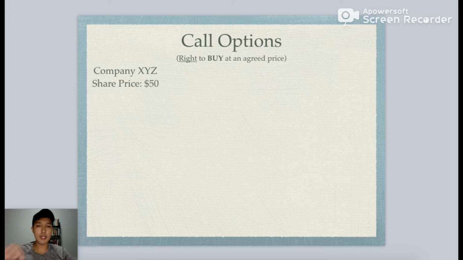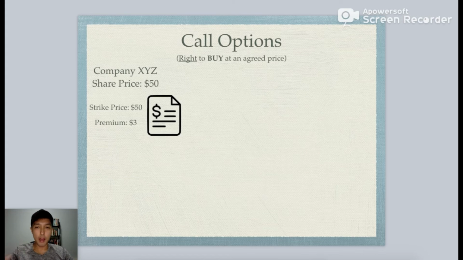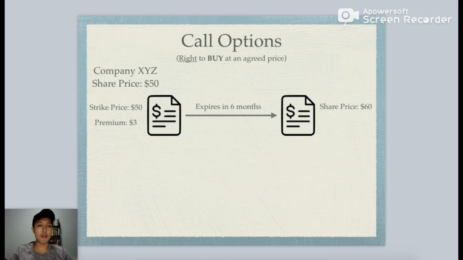Likewise, let's say a company XYZ, currently share price at $50. You have a call contract at a strike price of $50. 6 months down the road to expiry, let's say your share price went up to $60. How much do you think is the value of this contract after 6 months? Think about it. What do you think it is? Remember, as a call contract, you have the right to buy. So the premium of this contract is going to be $10. Do you get it? Let's run through together and see how we derive $10.